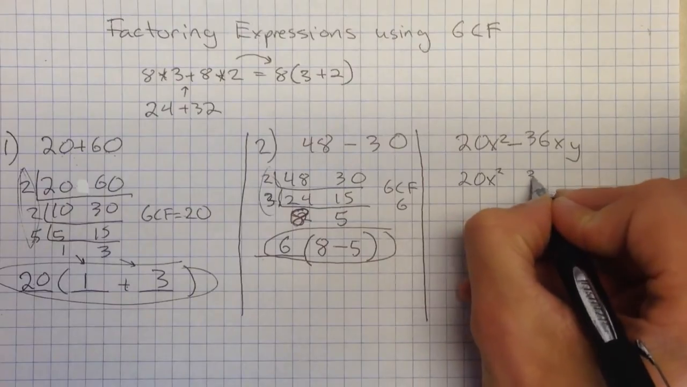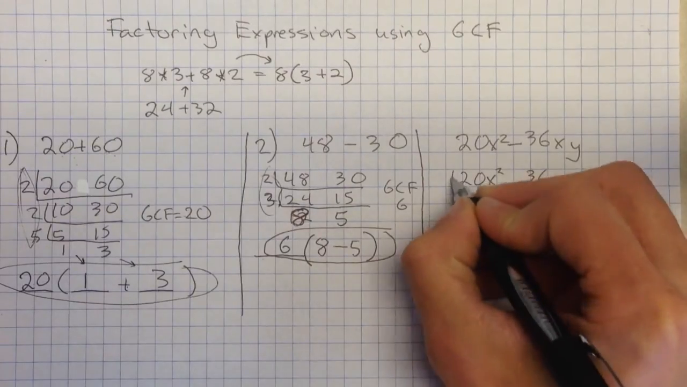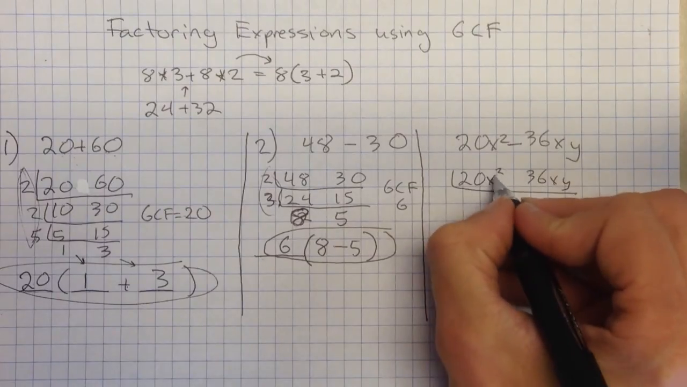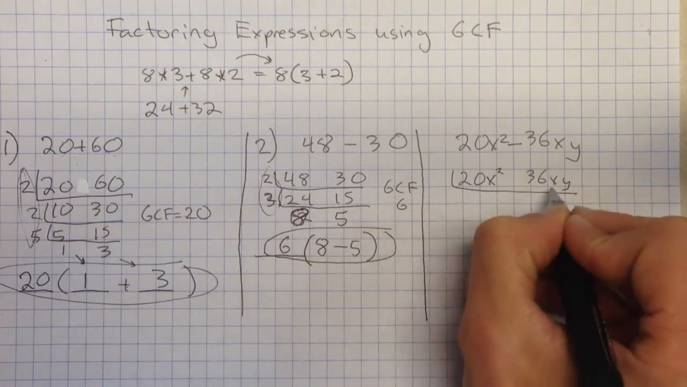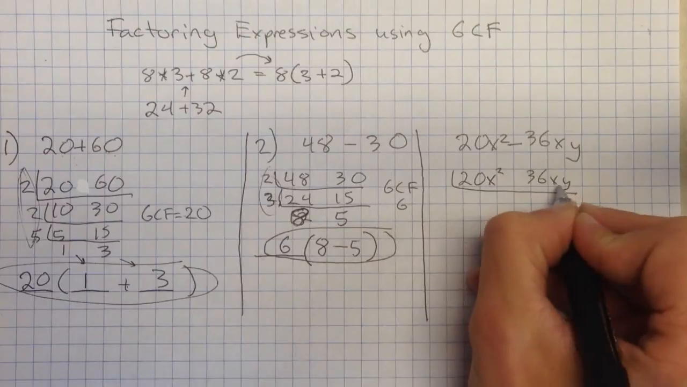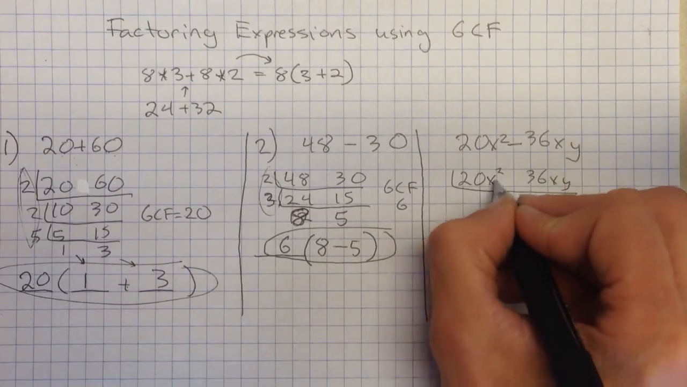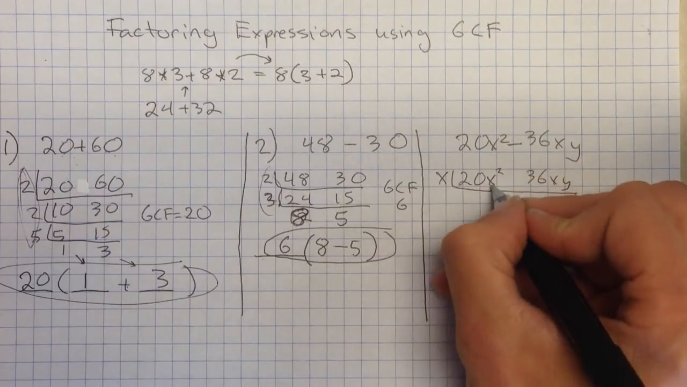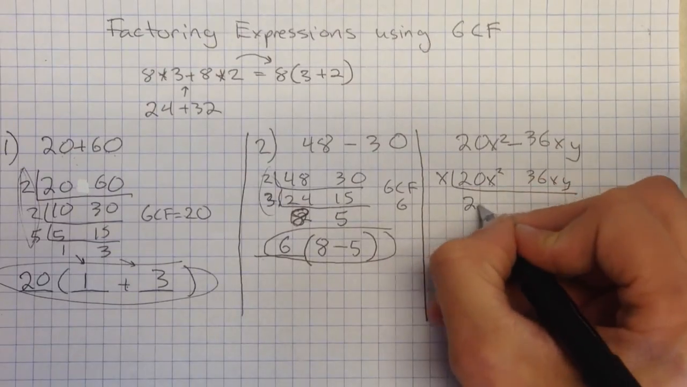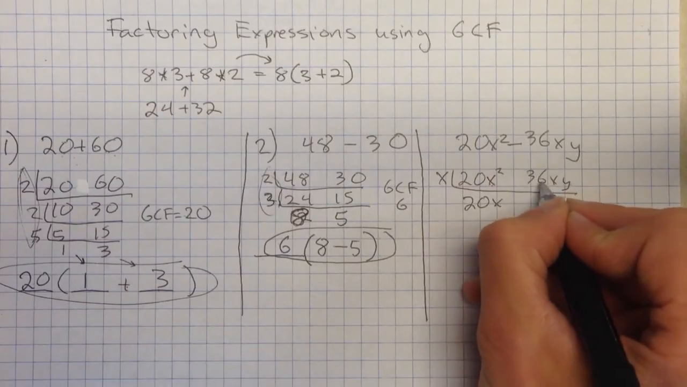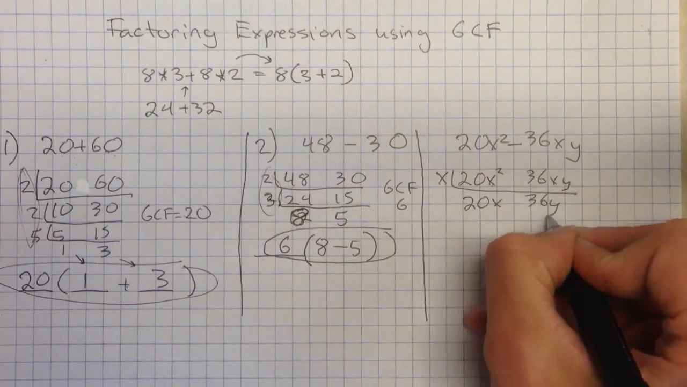20x squared and 36xy. I'm going to do the cake method for this. I'm going to take out the variable first. So x squared, remember that means x times x. So we have an x here, we have two x's here, because they're squared, x times x, and we have an xy here. So we're going to take out x first. If I take out an x here, I still have 1 left, so I'm going to have 20x. If I take out this x here, if I divide it by x, I'm just left with 36y.